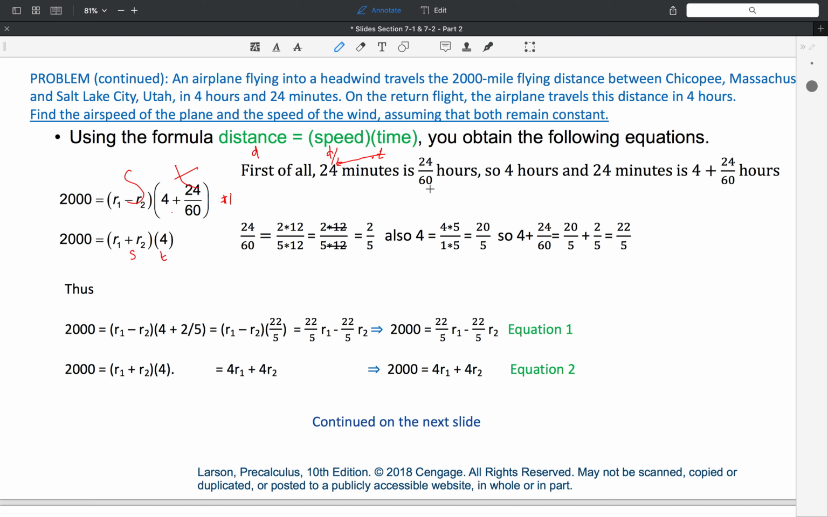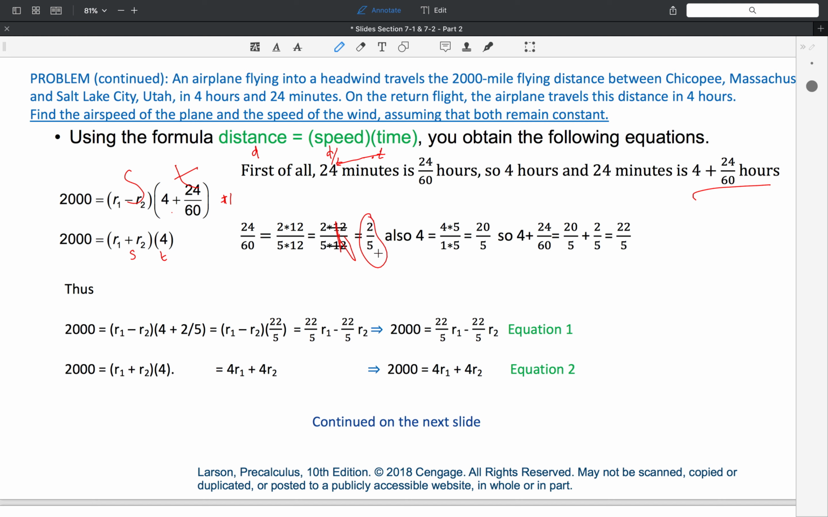Remember that 24 minutes is 24 over 60 hours. So 4 hours and 24 minutes is this. Okay. So now I want to reduce the fraction, and I notice that 24 and 60 both have 12 as a factor. So I write 24 as 2 times 12 and 60 as 5 times 12, and then I cancel those 12s and I end up with 2/5.